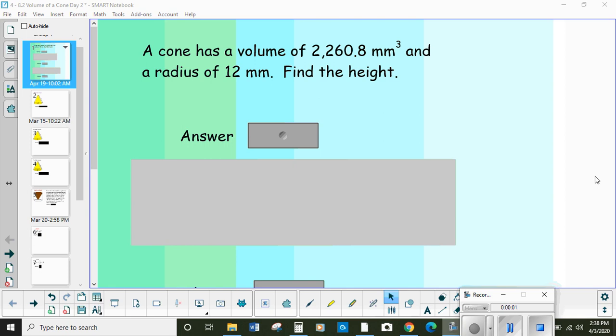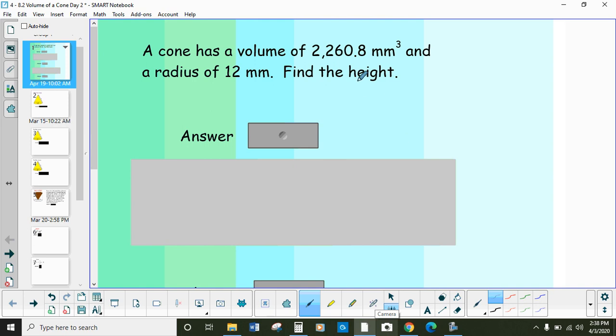So we're continuing with the volume of a cone, only today we're not finding the volume, we're given the volume. Instead, we're finding other measurements, like for this problem, we're finding the height. So the volume of a cone is pi r squared h, and then divided by 3. So this time they give us the volume, so we'll put the volume where the V goes in the formula.